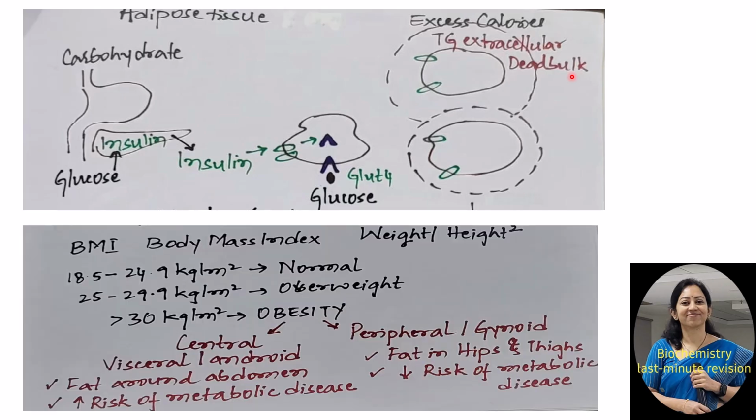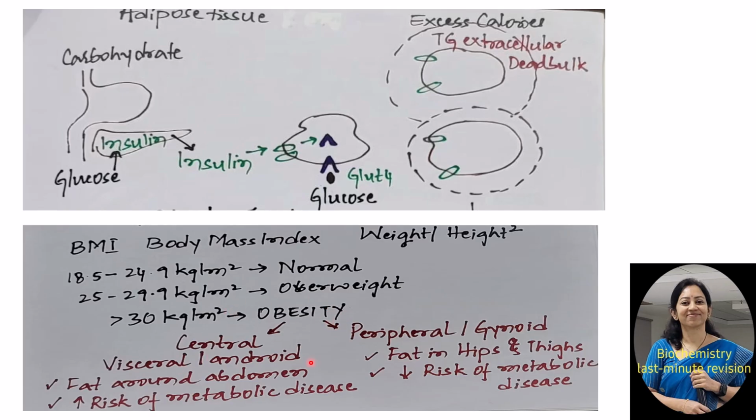So how to measure obesity? Using body mass index. We can measure this body mass index by taking into consideration the weight and height of the individual. So weight by height square will give us our body mass index. If the body mass index is between 18.5 and 24.9 kg per meter square, then the individual is considered to be a healthy or normal individual. If the BMI lies between 25 and 29.9 kg per meter square, the person is overweight. If the BMI is more than 30 kg per meter square, then the term obesity is used.